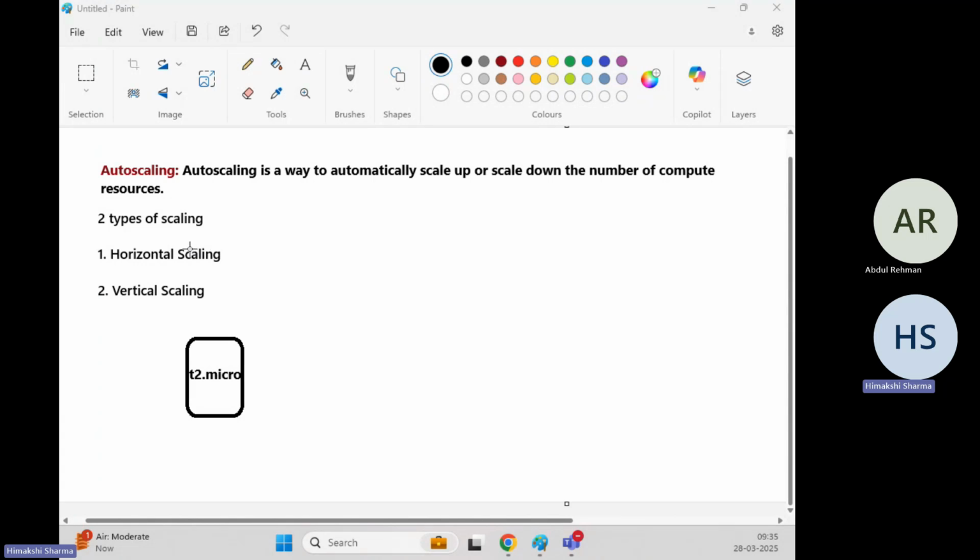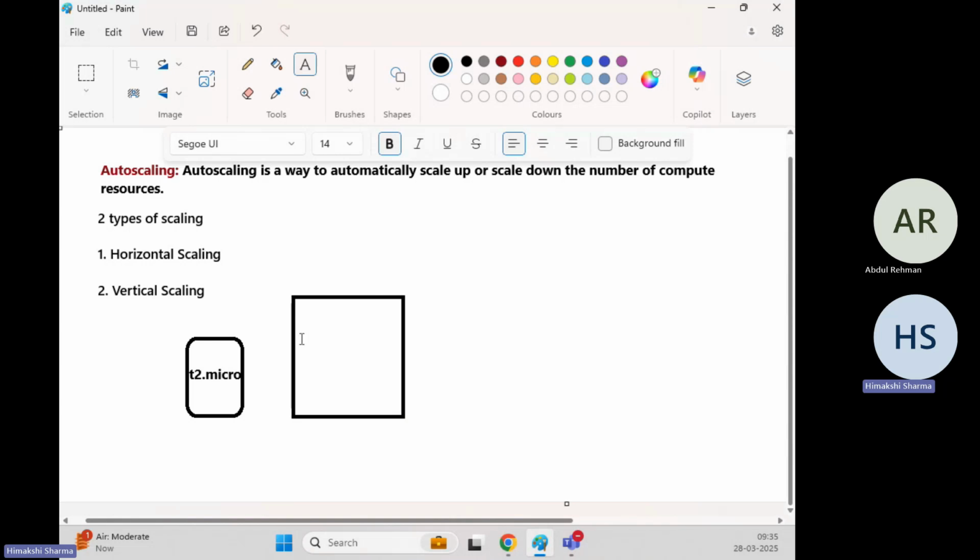So here we have two types of scaling. The one is horizontal scaling and the other one is vertical scaling. If we talk about vertical scaling, for example, we have one particular EC2 instance which is running on T2.micro, and we want to upscale it. Upscale means we are increasing. So here, if we go with T2.large, then this is being considered as vertical scaling. We will be calling it vertical scaling.